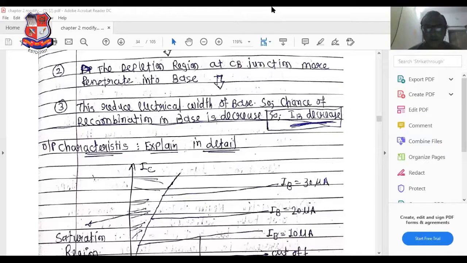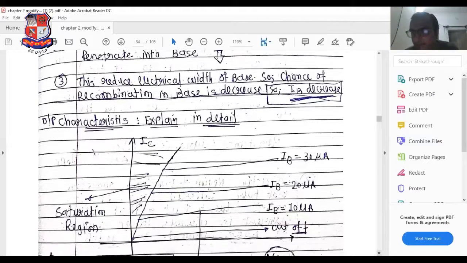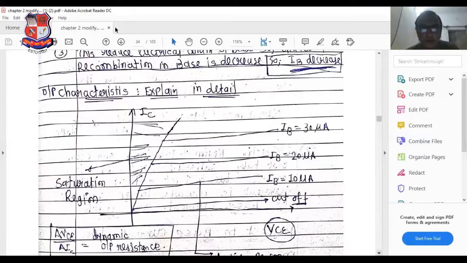Now see, in this lecture we have discussed the output characteristics of common emitter configuration of transistor.